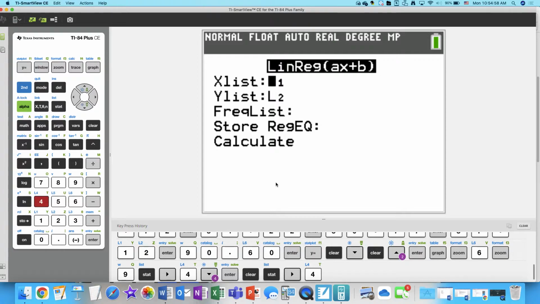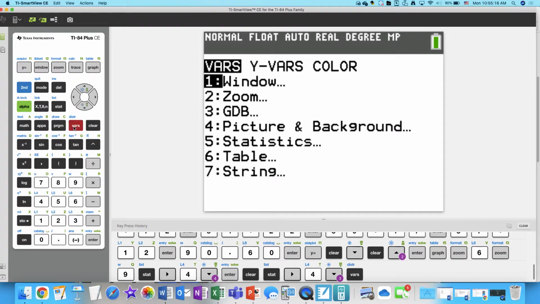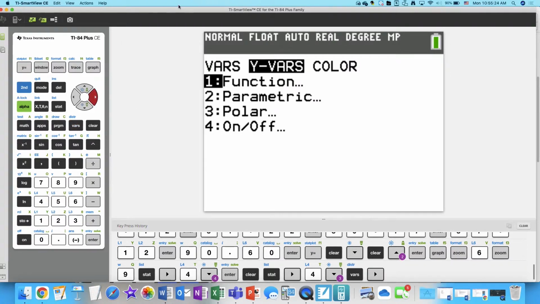We hit Variables, this button, vars, or variables. Okay, so hit that guy. We want the y variables, so go over to the y variables. Go over to the right. We are looking at a function here. Parametric equations and polar equations are way beyond the scope of this course, so we'll always hit number 1. And then you can select wherever you want to store it. So I'm going to hit number 1 again.